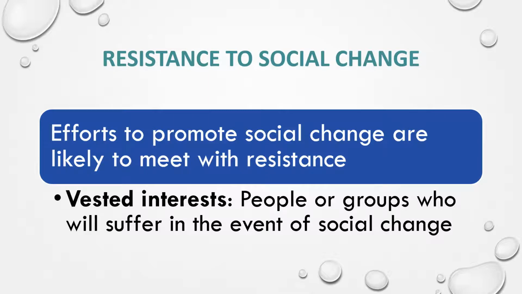When we look at resistance to social change, there are clearly efforts to promote social change, but they are a lot of times met with resistance, and that is because of vested interest. Vested interest refers to those people or groups who will suffer in the event of social change. So, for example, efforts to regulate or restrict or ban a product or service typically encounter stiff opposition from those who provide these goods and services.